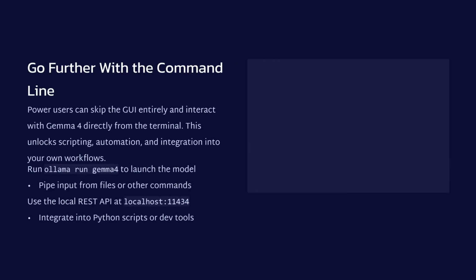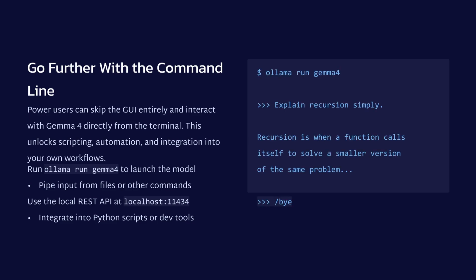Power users can interact with Gemma 4 directly from the command line. Run "ollama run gemma4" to launch the model. This allows for scripting, automation, and integration into custom workflows using the local REST API.